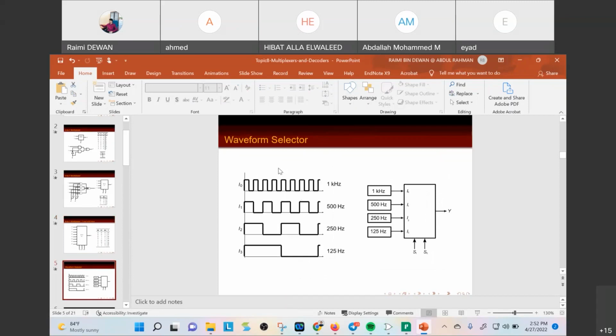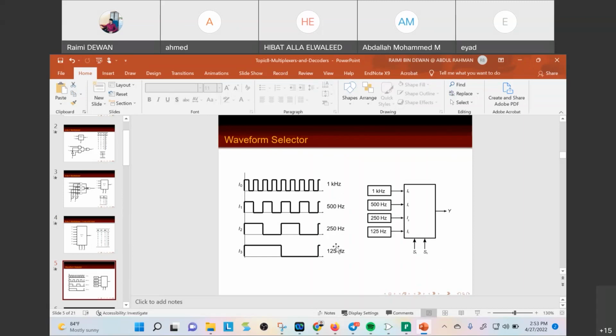One of the applications of the multiplexer is in telecommunication, where we can choose the frequency of the signal that we want to pass through. So if you see, this one is 1 kilohertz, and we go to a much smaller frequency. For example, this one is 1 to 5 gigahertz. Then you go to much higher, 250, and so on.